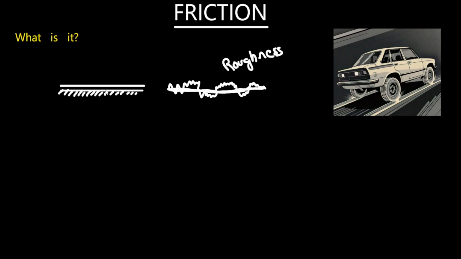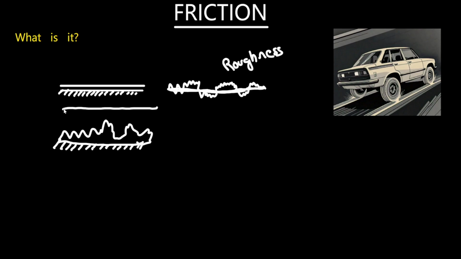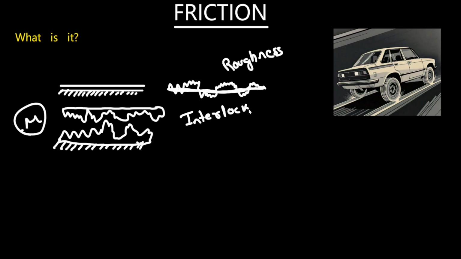Whenever these two surfaces are in contact, if I draw the ground again, the reality of this surface at the microscopic level is like this, up and down, and the upper surface also has these irregularities in it. This is the microscopic structure. Whenever you try to make relative motion, there will be interlocking. Since interlocking is happening, there will be resistance to the motion. That's actually called friction.